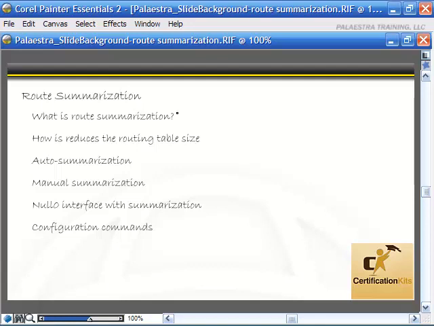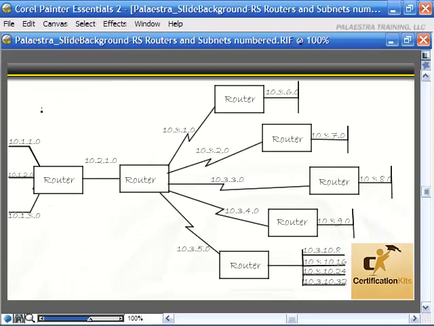We're going to go into further detail of route summarization than I might have mentioned in previous videos: how it helps reduce the routing table size, what auto summarization is by RIP and IGRP, manual summarization, what the null zero interface can do for us with manual summarization, as well as some configuration commands. The whole point of route summarization is to reduce the size of routing tables.